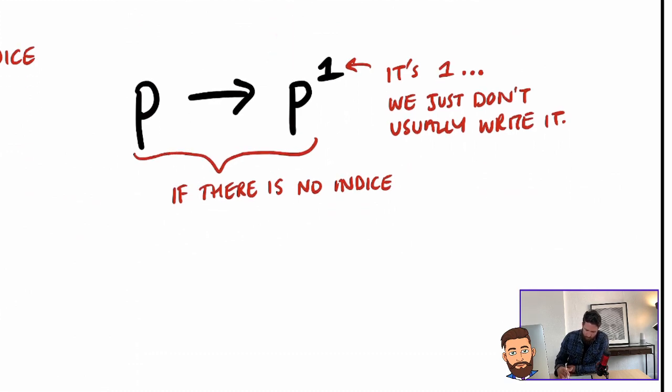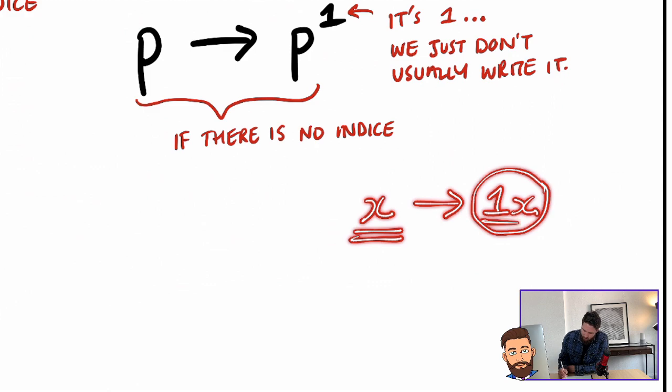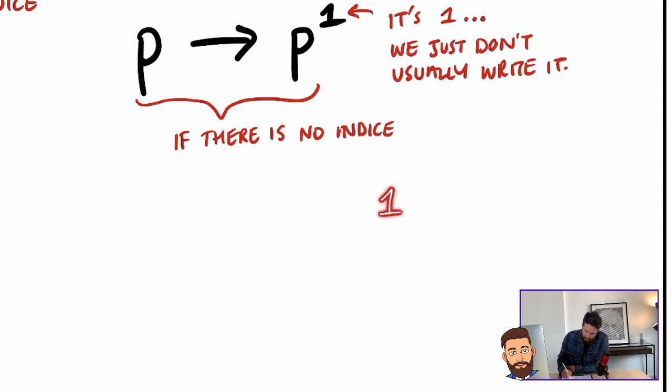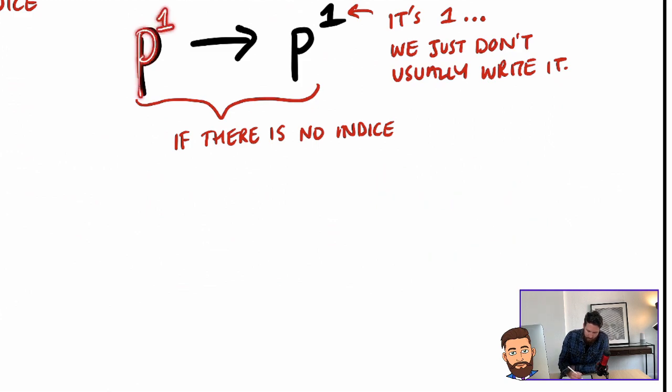Very similar to if we say x, that technically means 1x. We're just lazy, mathematicians are lazy, and it just doesn't look right. 1x, it's easier just to write x. So we don't write 1x usually, we just write x. We wouldn't write 1a, we would just write a. So knowing that if there is no power, the power is technically 1. It is not 0, that is a very common misconception. If there is no power, it is 1. And that's going to be useful, and you'll see why later.